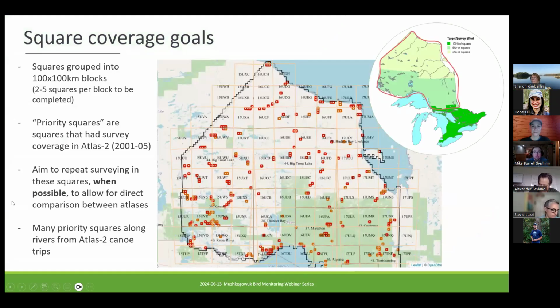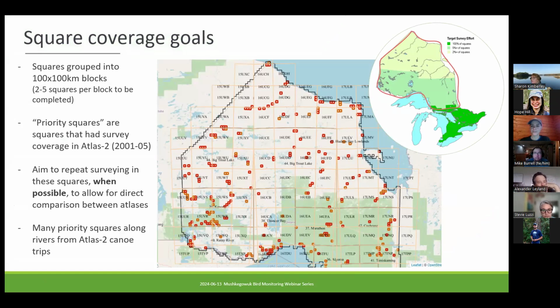So focusing in on the northern part of the province especially, we group our squares into what we call blocks. Blocks are just 100 by 100 kilometers, so there's 100 of those 10 by 10K squares per block. And so when we say we want 2% or 5% coverage in a part of the province, what we really mean is we want 2 out of every 100 squares covered in one of those blocks.